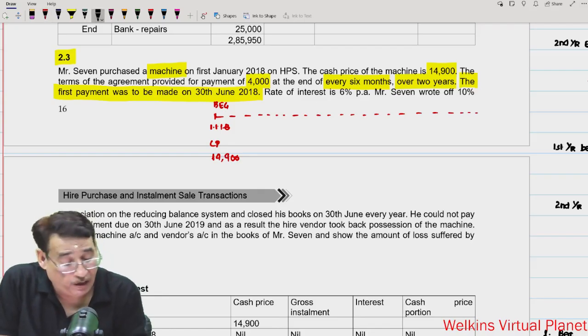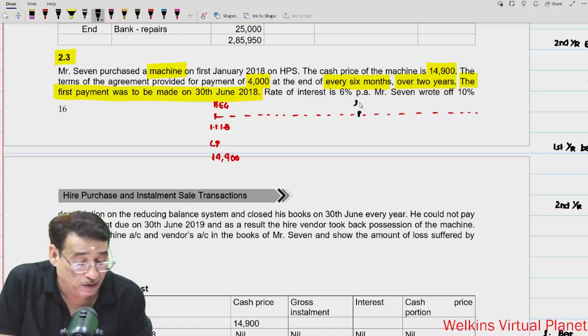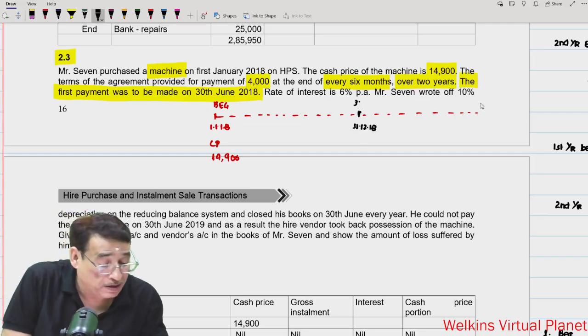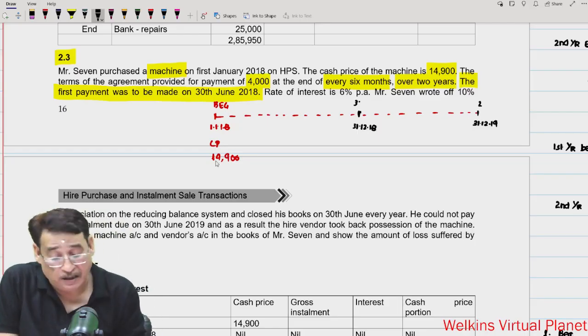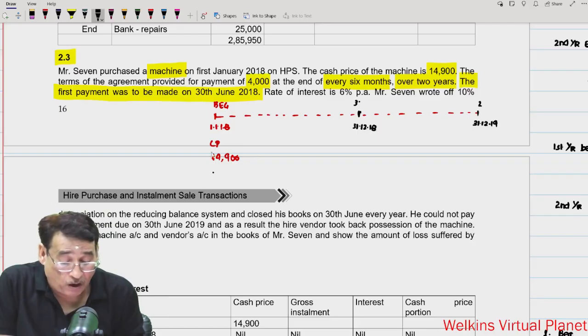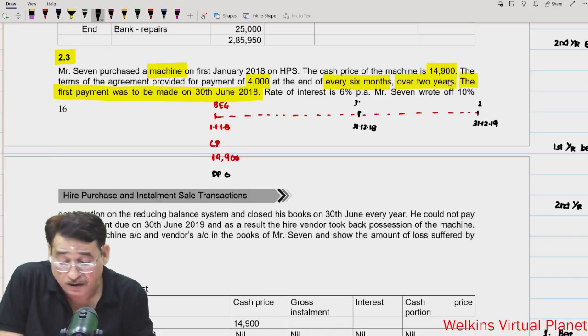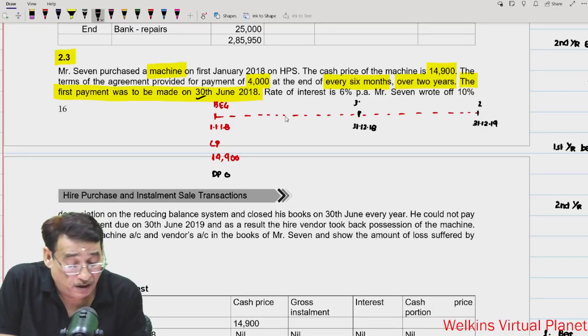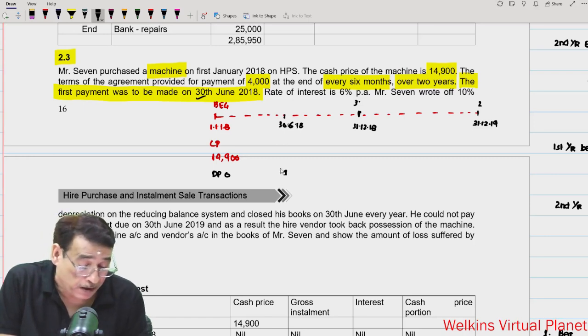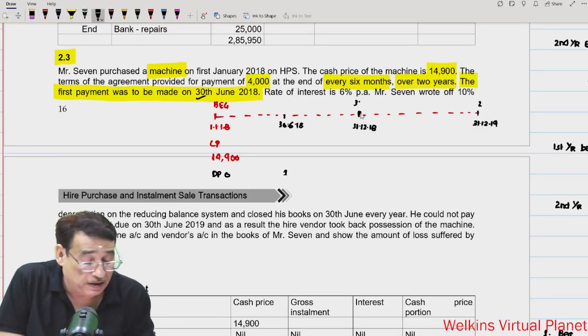The first year will end, let us say, somewhere here, that is 31st of 12 2018. And obviously our second year will end somewhere here on 31st of 12 2019. The question says that on the day on which we acquired the asset, no down payment was made. In this question, there is no down payment, because the first payment was made on 30th of June 2018. That means on 30th of June 2018, the first installment was paid. Correct? This is your first installment. Obviously, your second installment will fall due over here. Correct?